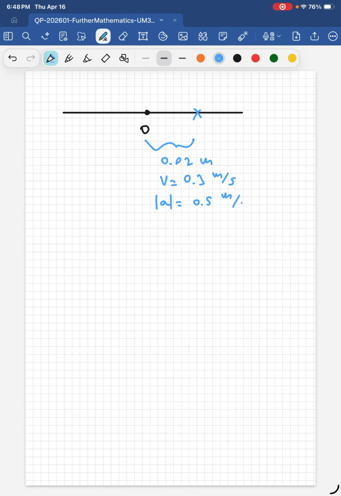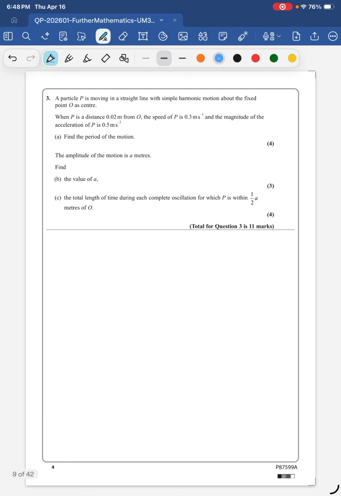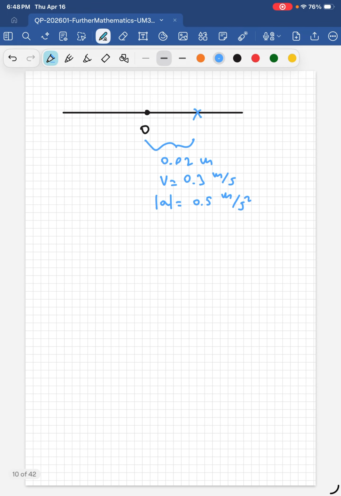So for part A, and let me know in the comments that you actually know this, but I'm going to prove it anyway later. What I'm saying is that a is omega squared times x. Actually, it's minus omega squared times x because it's an oscillation. So if we take the magnitude, this is going to be equal to omega squared times x. And using this, we can find the period. So omega squared is the magnitude of a over x.